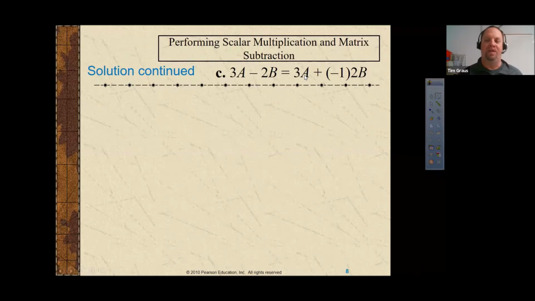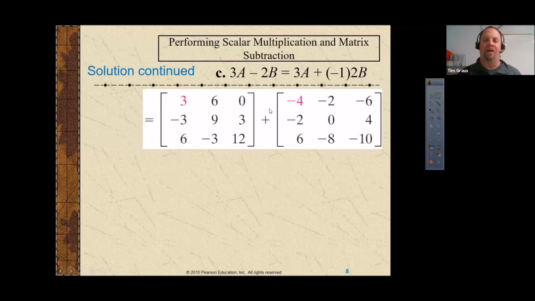I'll write it as 3A plus negative 1 times 2B. So there's another scalar that I could multiply into matrix B. What I've done is I've taken the matrix 2B that we had on the previous page, and I multiplied all the entries times negative 1. It changes all those signs.